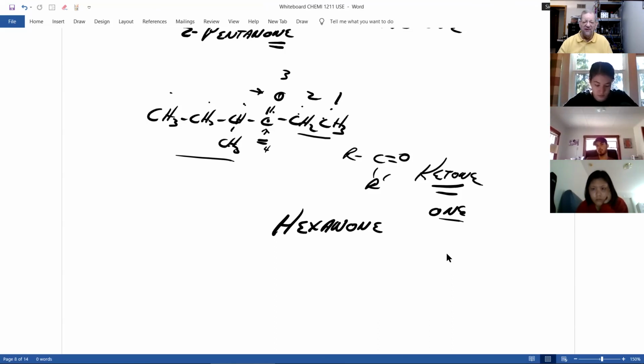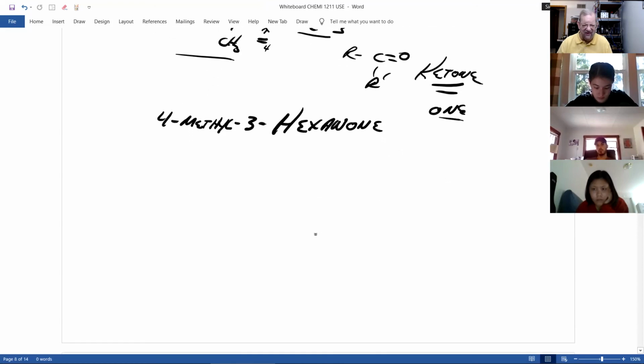Which is the lower number? Hopefully you all pick 3. So it's 3-hexanone. And on carbon 4, I have a methyl group. So that'd be 4-methyl-3-hexanone. Now, let's take a look at rings.